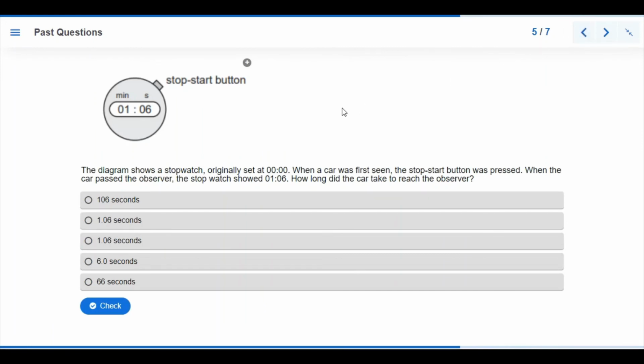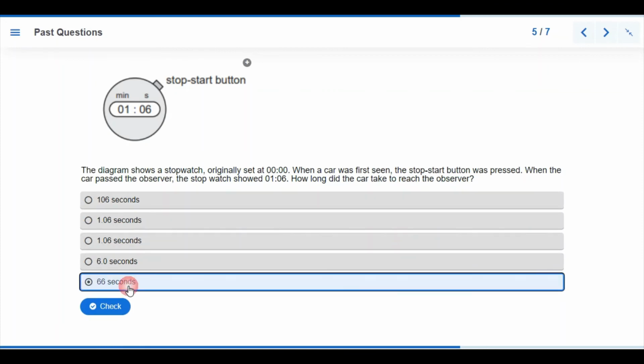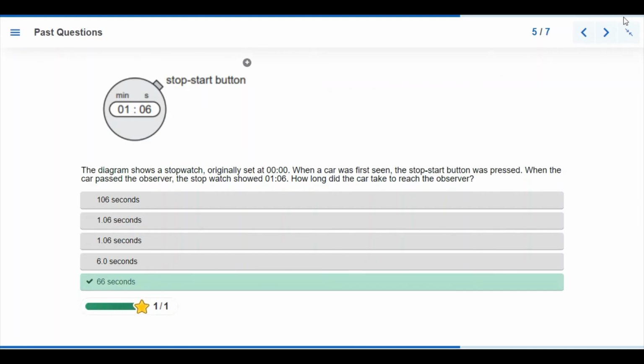Now, looking at this stopwatch, the diagram shows a stopwatch originally set at 0 minutes 0 seconds. When a car was first seen, the start button was pressed. When the car passed the observer, the stopwatch showed 1 minute 6 seconds. How long did the car take to reach the observer? Since we have 1 minute to be equivalent to 60 seconds, an additional 6 seconds, that will be 60 plus 6. That will make 66 seconds. Is that already in the options? Let's check. All right.